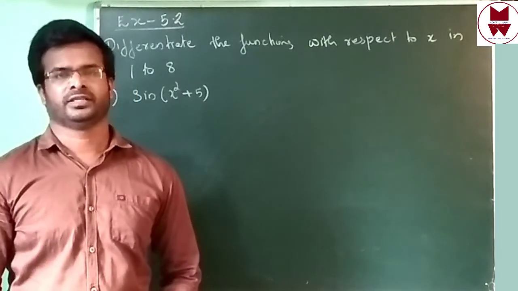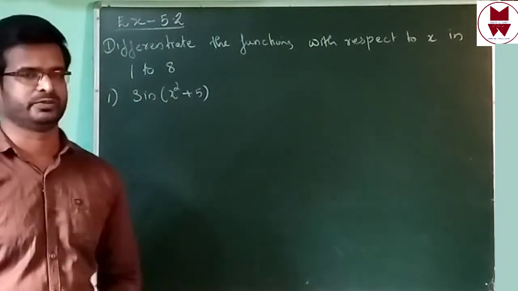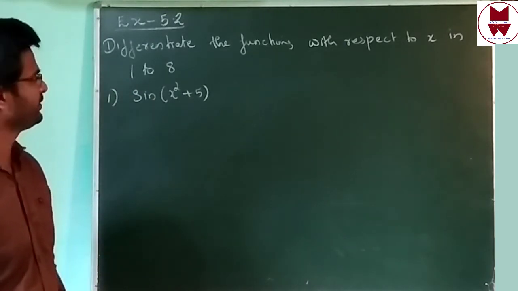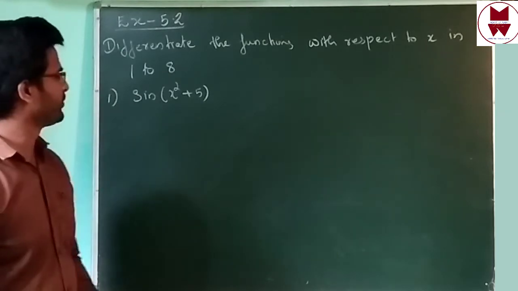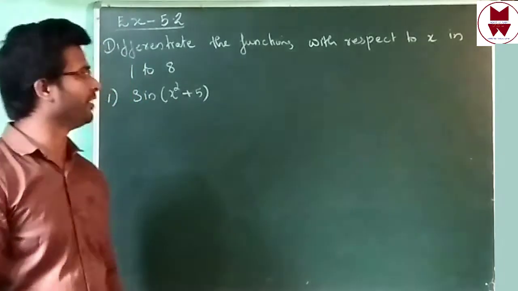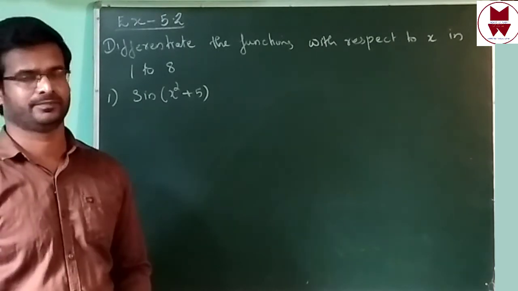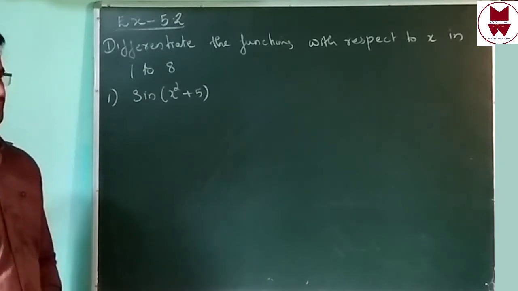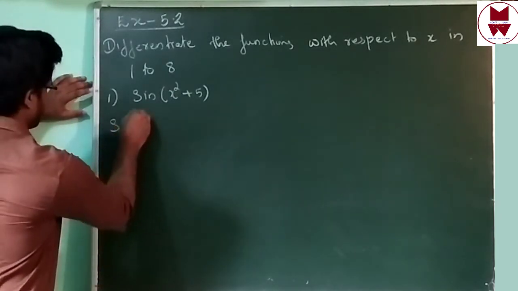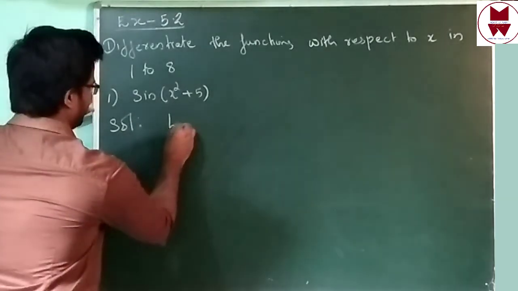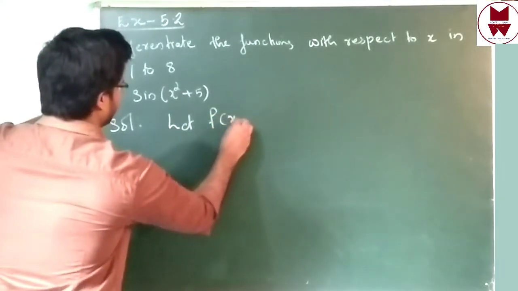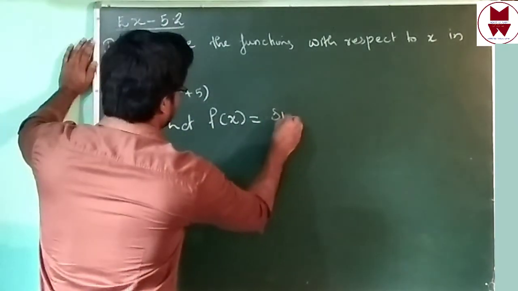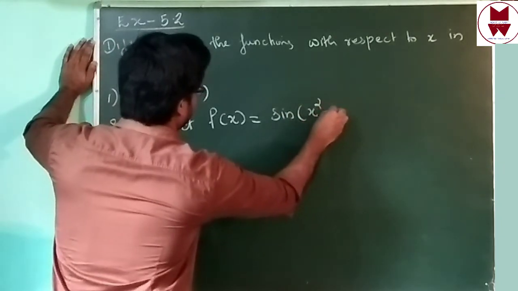Okay. Now we can start exercise 5.2. Differentiate the functions with respect to x in questions 1 to 8. We have to differentiate the given functions. Question number 1 is sine x square plus 5. How can we do it? First give one name. Let f of x equal sine x square plus 5.